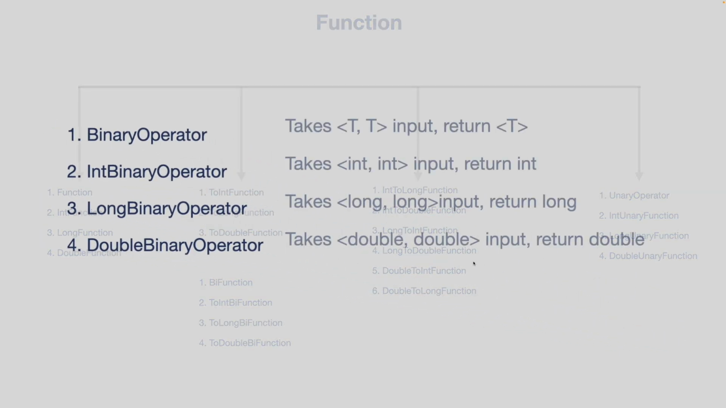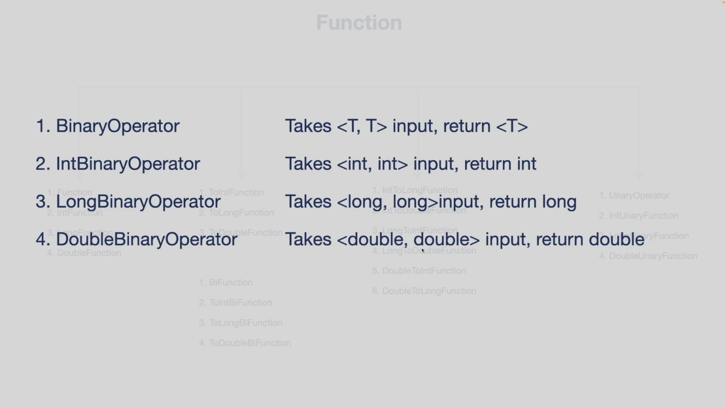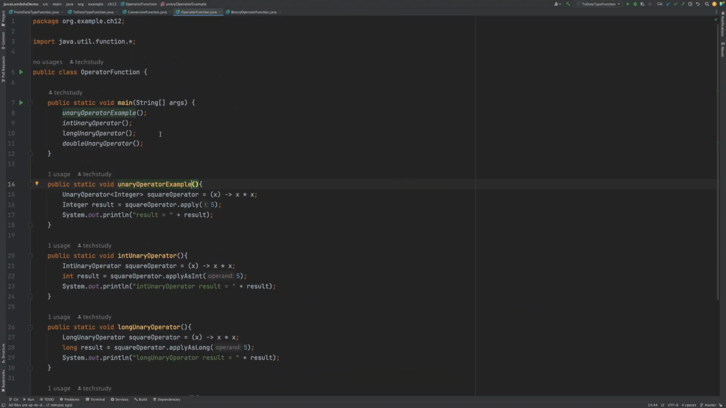And in the binary operator, we can pass two inputs and it will return the same type of input. The binary operator means this is taking two inputs, T and T, and returning T. Int binary operator means this binary operator will take two ints, and the third is the long binary operator that takes two longs, the primitive long, and returns the primitive long. And the last one is the double binary operator that takes two doubles as a primitive data type and returns a double as a primitive data type. Now I have implemented the first unary operator, and there are four types of unary operator.